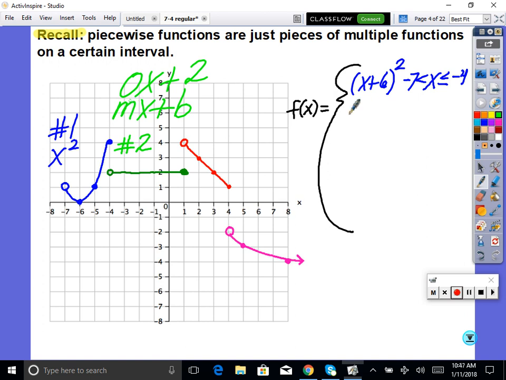0x is just 0, so we have a 2. And that's for x values between -4 and 1. So you go x between -4 and 1, this and this. Now let's see if we need to fill in some lines. Open here, closed here, right?